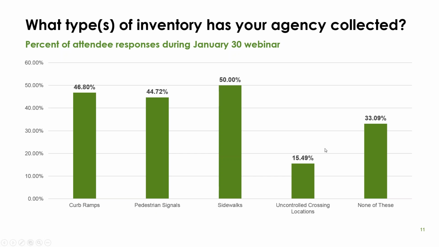But what caught our eye is the fact that only about 15% of the agencies on the line that day, or who responded to the poll, had actually collected uncontrolled crossing location inventories. And so that really made us think, well, we need to provide a little bit more information about how to do that.